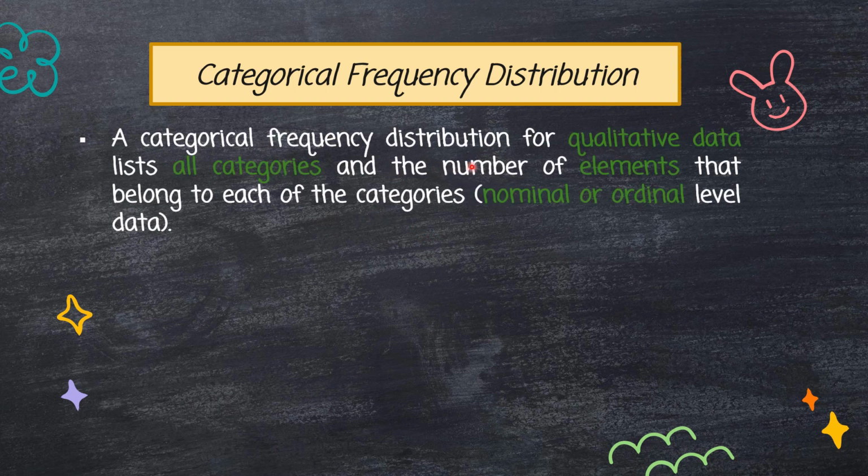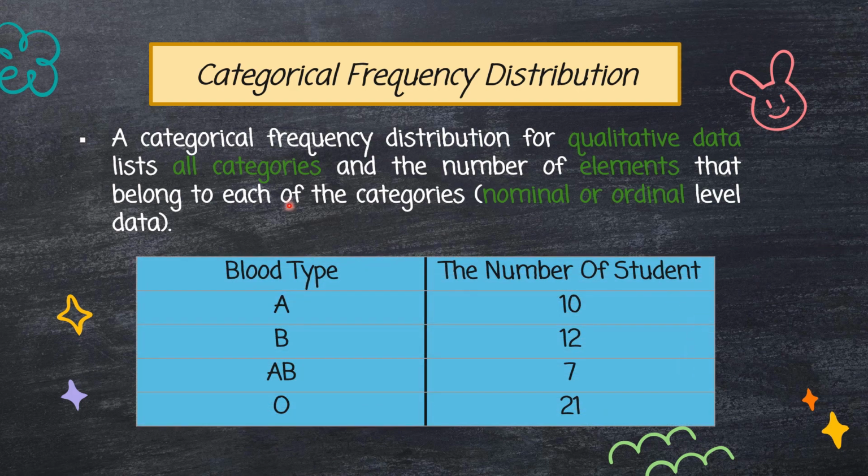A categorical frequency distribution for qualitative data lists all categories and the number of elements that belong to each of the categories, whether nominal or ordinal level data. Here is the categorical frequency distribution. So blood type represents the class of the distribution and the frequency is the number of KMP students.